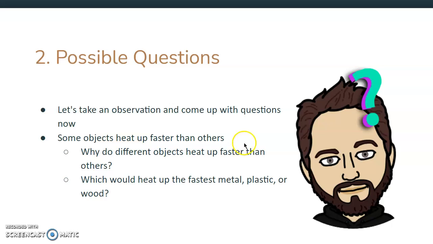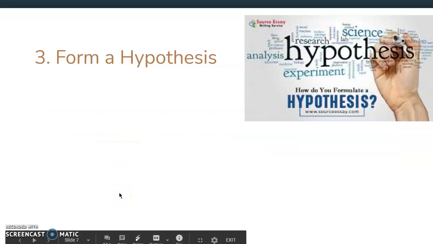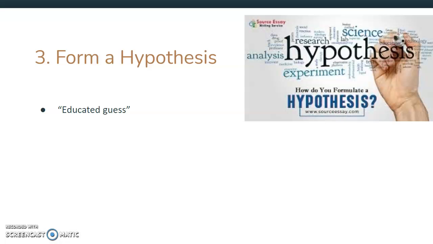So our second question is a little bit better because now by asking which one would heat up the fastest, metal, plastic, or wood, we can go and design an experiment around that. But before we get to our experiment, we want to form a hypothesis. And a hypothesis is an educated guess.